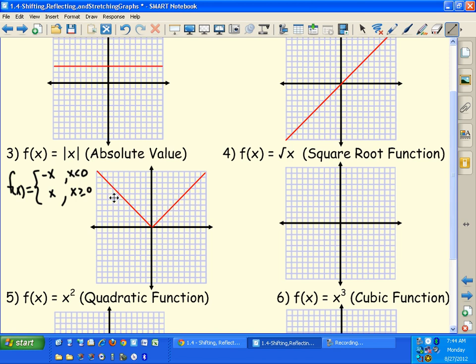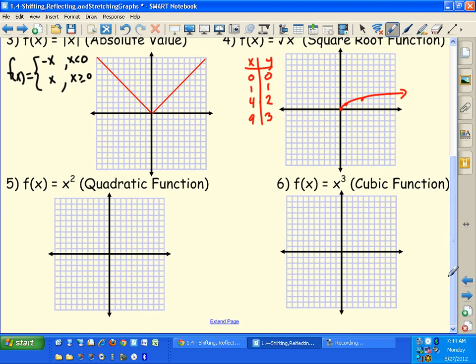Our square root function, if you don't know, I might go ahead and set up a table. And remember, with the square root function, you don't have any negative numbers, so I'm going to use perfect squares here, 0, 1, 4, and 9 to get numbers. If I put 0 in, I get 0, 1 in is 1, square root of 4 is 2, square root of 9 is 3, and so then I could get a pretty decent graph of what this thing's going to look like. And so it will be a nice little curve like that, which will give me a pretty good sketch of the square root function.